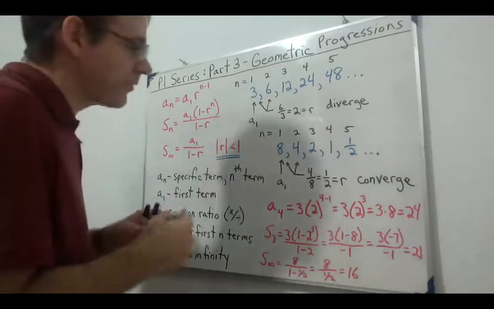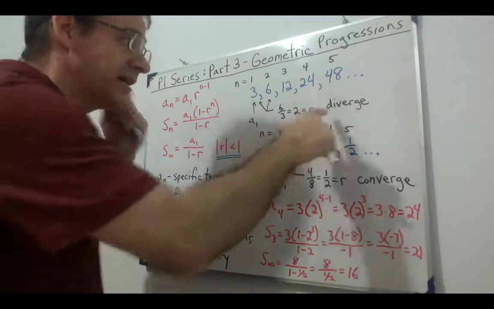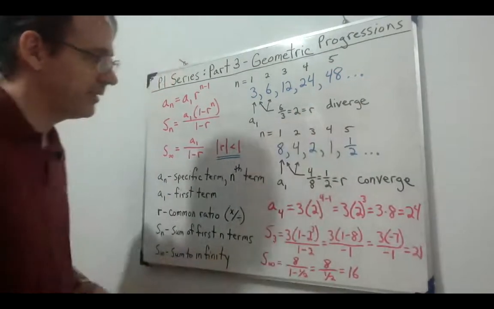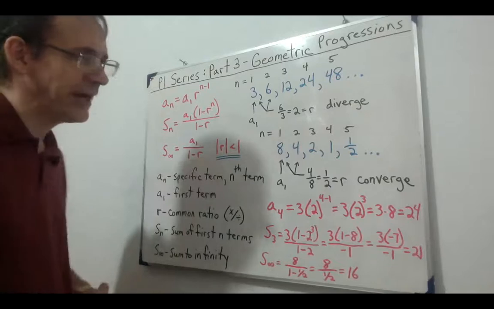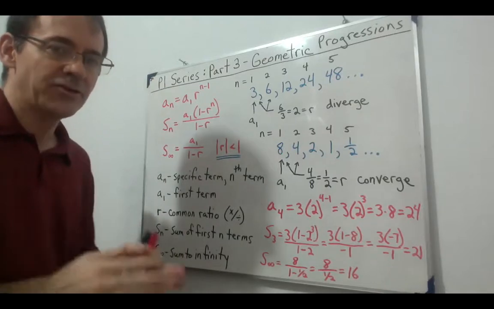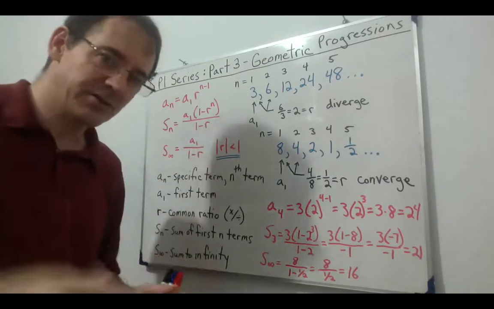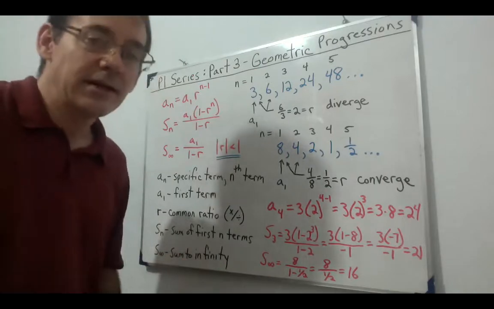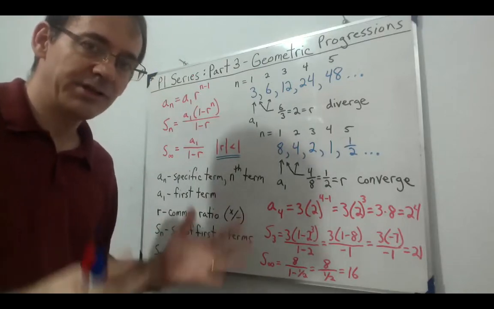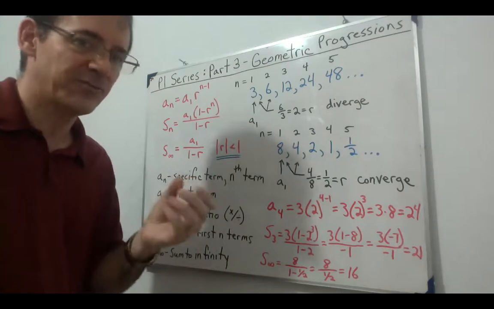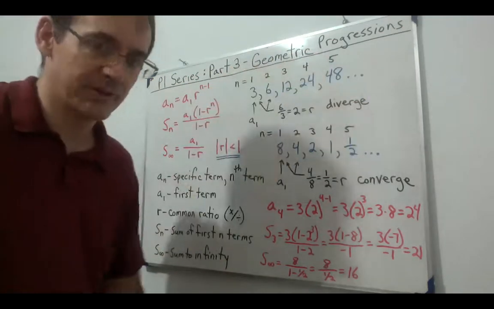So here I put the word diverge because your ratio is greater than 1. So it's going to diverge, it's going to go away toward infinity. You'll never get a finite value to represent the sum of this progression.